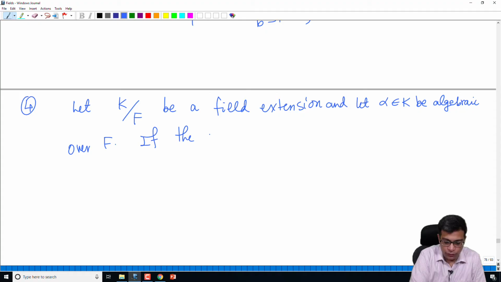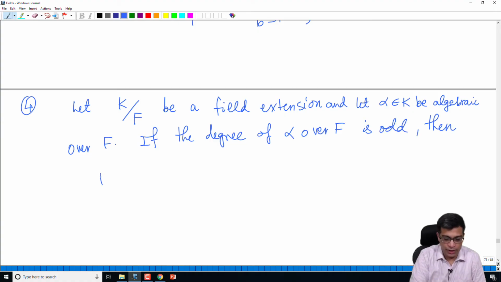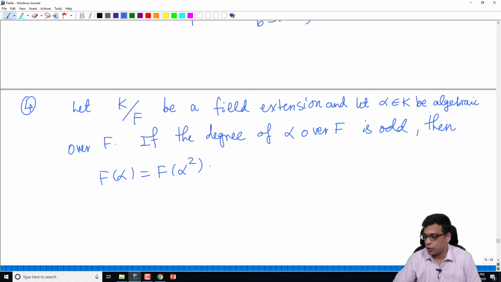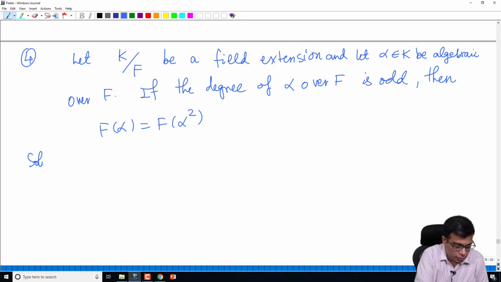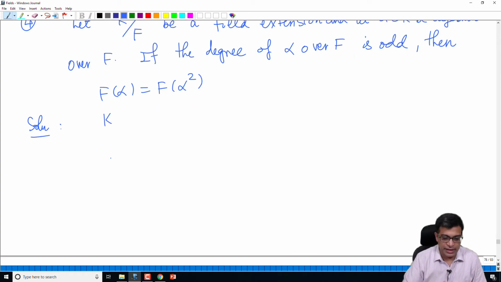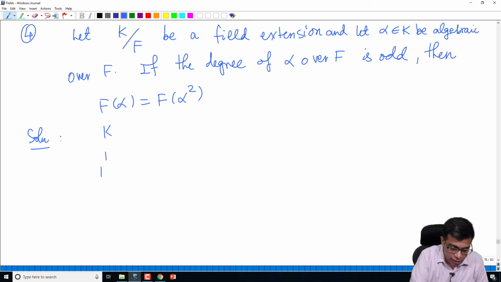If the degree of alpha over F is odd, then what we can say is that F(alpha) is equal to F(alpha squared). This is also really a consequence of multiplicativity of degree, but in a slightly different way. So let's do this. We have K, which is actually not relevant. We are really interested in F(alpha squared), F(alpha), F.